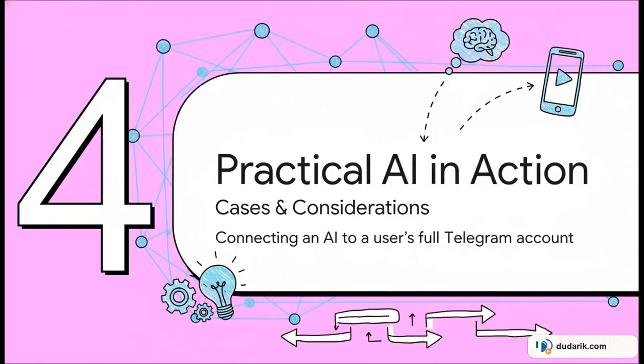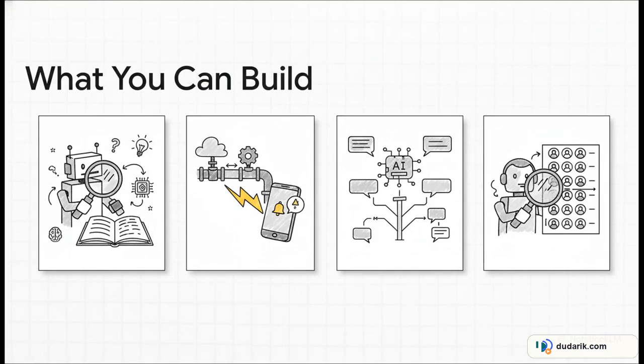So now that we know what this thing is and how to get it running, what can you actually do with it? Let's look at some practical AI in action. This is where it gets really, really exciting. Imagine building an agent that can automatically research a topic by searching all your relevant channels and then just handing you a summary. Or picture your CI/CD pipeline posting build alerts directly into your team's project group. Your AI could even analyze and participate in structured forum discussions. It completely changes the game.